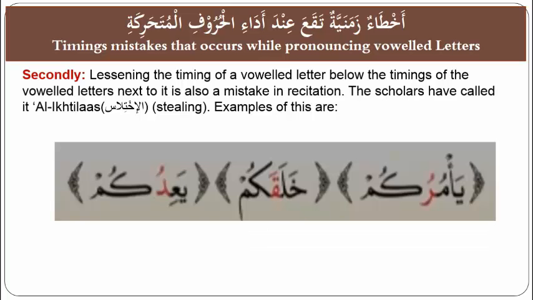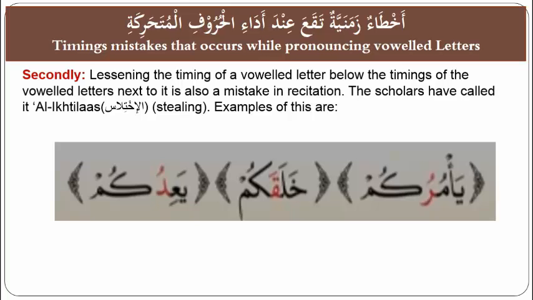In the statement of Allah, ya'murukum, there are three dhammas together. We have to make sure that we give each of them their timing. Ya'murukum, and not ya'murukum where we shorten the dhamma on the ra. This is incorrect. Each dhamma has to be given its correct timing.